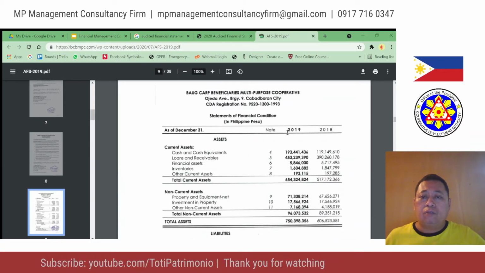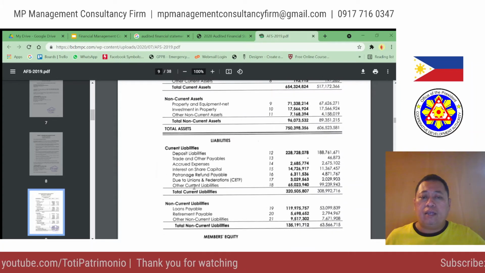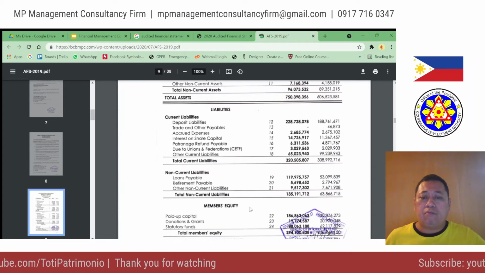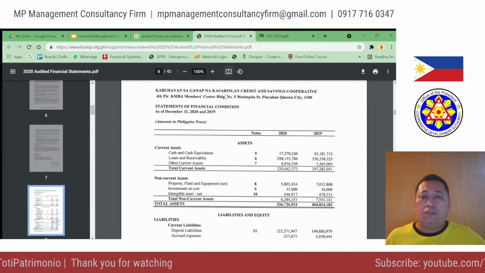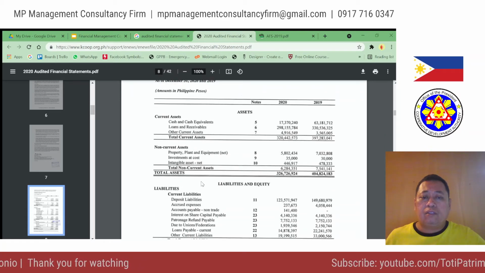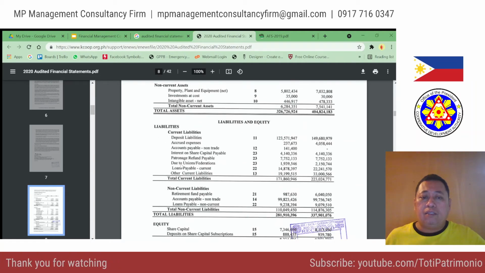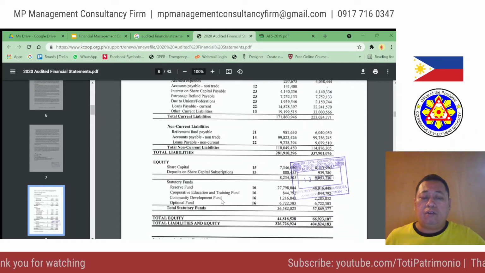In 2019-2018, as I mentioned earlier, the financial condition presents the total assets, and the liabilities and members' equity. So that's for the other end. Here, presenting the assets, liabilities, and the equity of the cooperative.